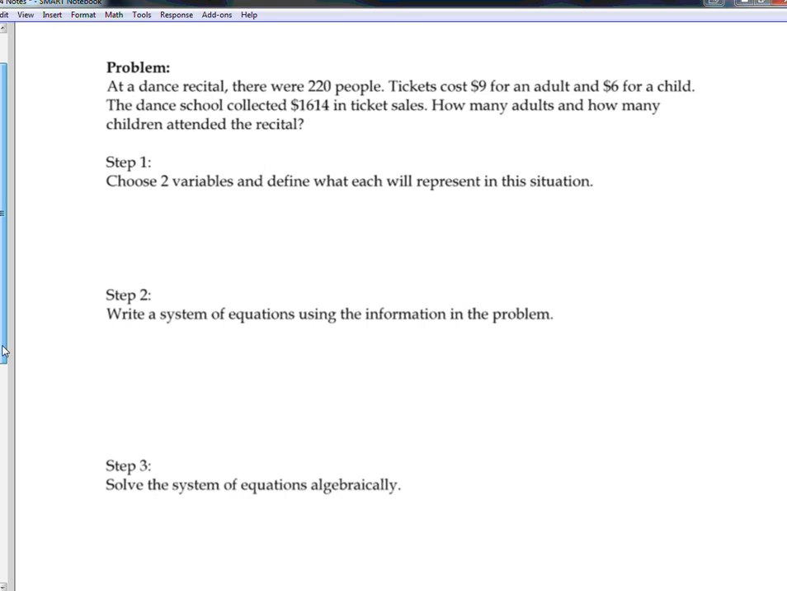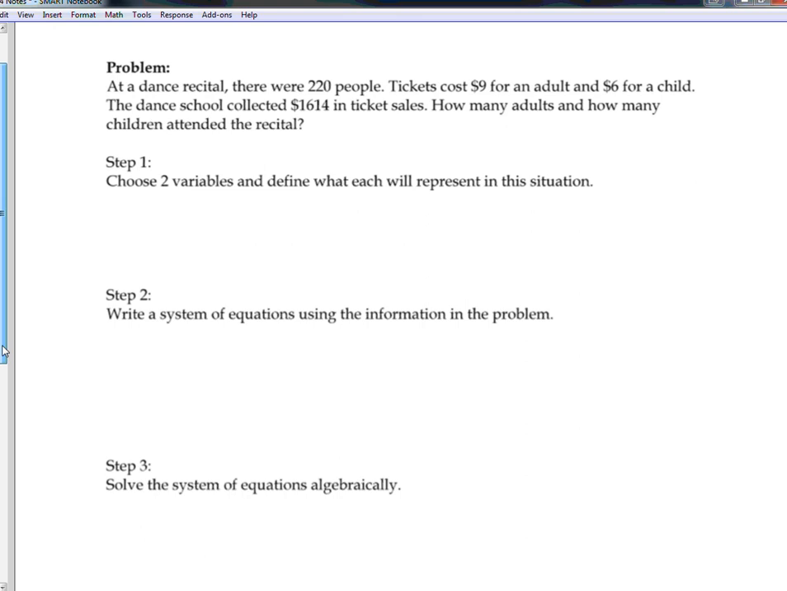Okay, these type of problems, when you have a total number of people and a total amount of money, you can use a chart to help you out. This problem says, at a dance recital, there are 220 people. So that's a total number of people. Tickets cost $9 for an adult and $6 for a child. The school collected $1,614 in ticket sales. So I have a total amount of money and a total number of people. We can use a chart if it's helpful.